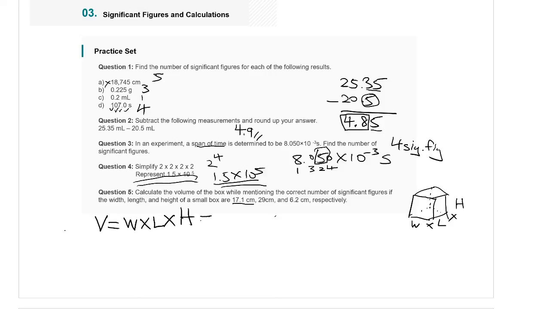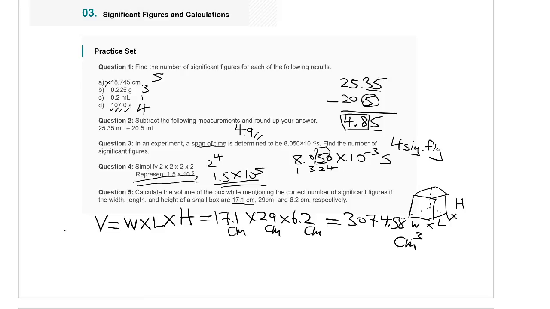Okay, so we just need 17.1 times 29 times 6.2. Don't miss out the units. Then I'll use my magical calculator to find the answer. 17.1 times 29 times 6.2. It's a pretty long number: 3074.58 centimeters cubed. So first step, I have the answer.